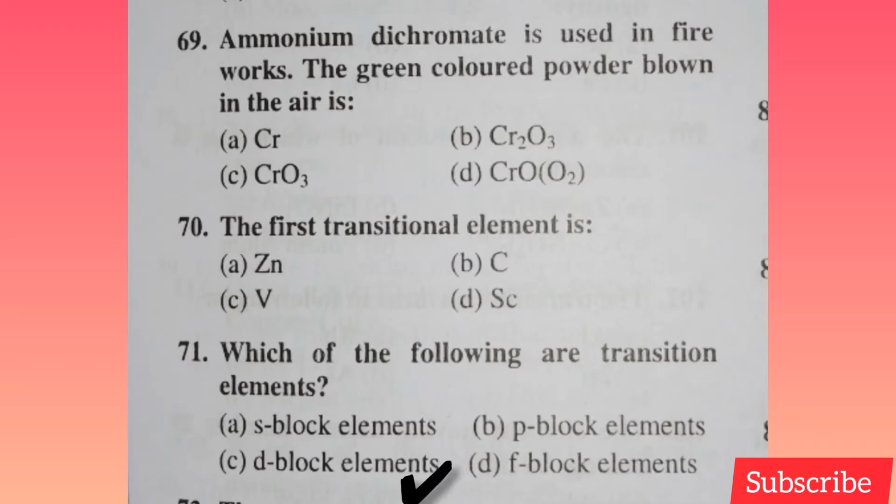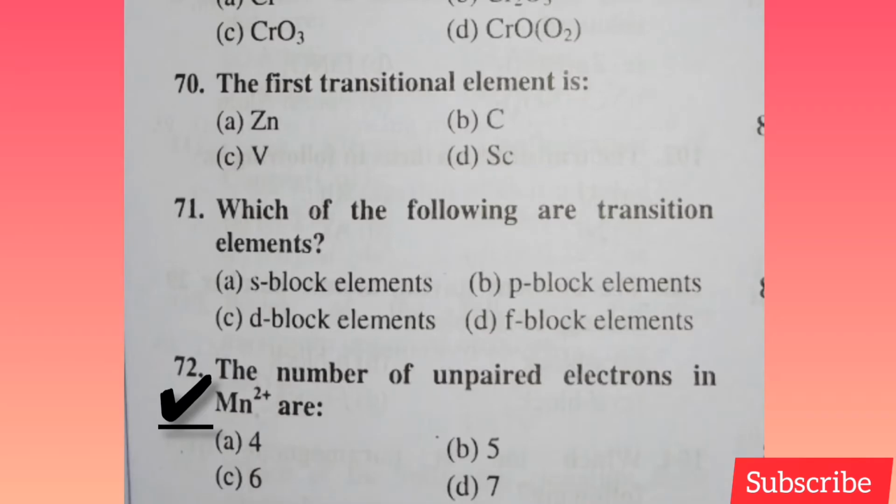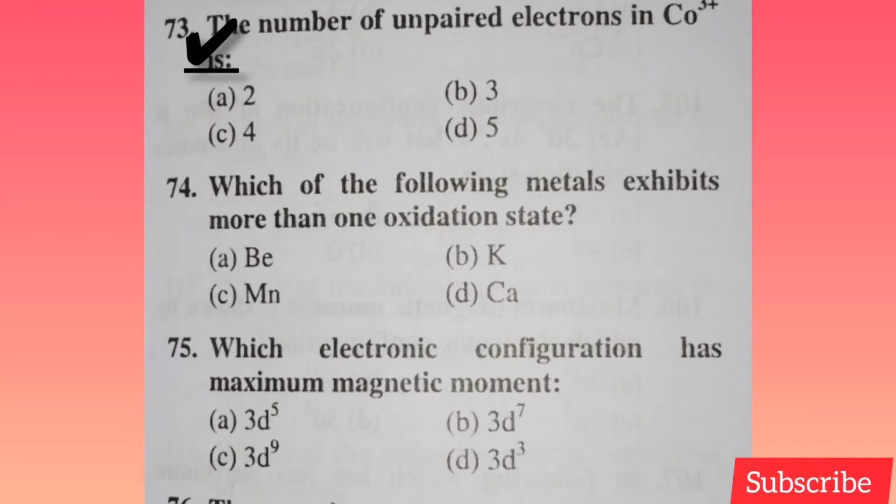D block elements are transition elements. Then option C is correct. The number of unpaired electrons in Mn2 positive, option B is correct, 5 unpaired electrons. The number of unpaired electrons in Co3 positive is 4, option C is correct. Which of the following metals exhibits more than one oxidation state?